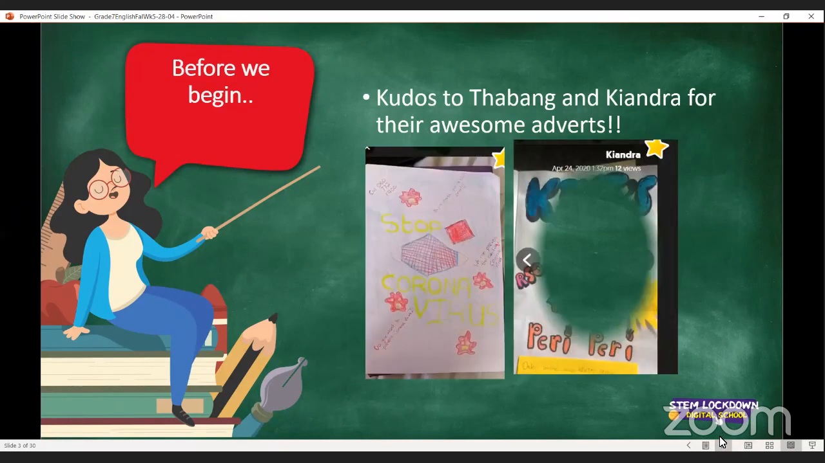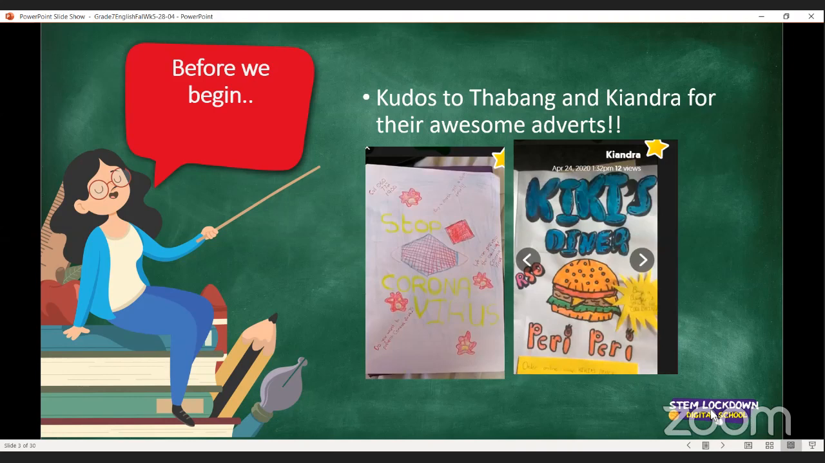Before we begin, I have to say kudos to Tabang and Kiandra for their awesome adverts. They figured out Flipgrid and they shared their adverts with me. I think it is absolutely fabulous. Look at the planning, the effort, the ideas. In the Corona one, the writing direction goes the same direction as the grid patterns and material patterns on the actual mask, which I thought was fabulous. For Kiandra's one, the color pops out, and that burger looks so juicy. I'm getting hungry. Well done, guys.